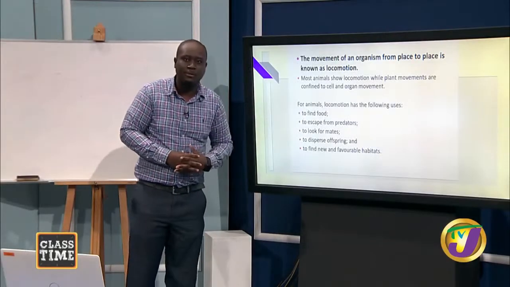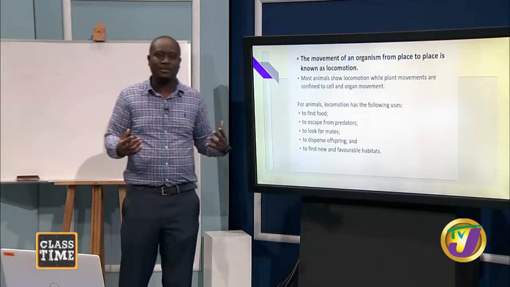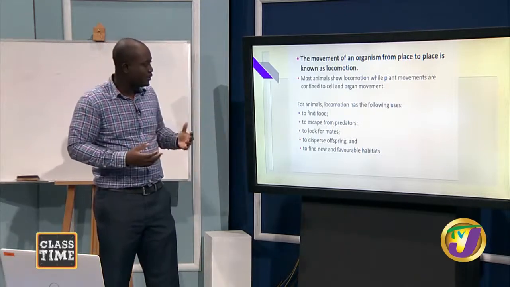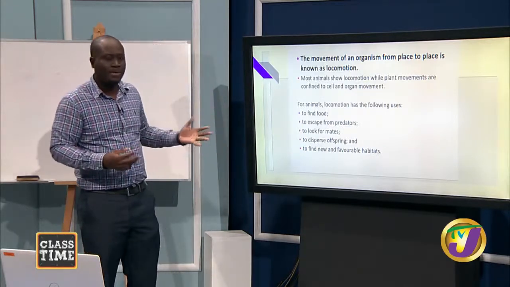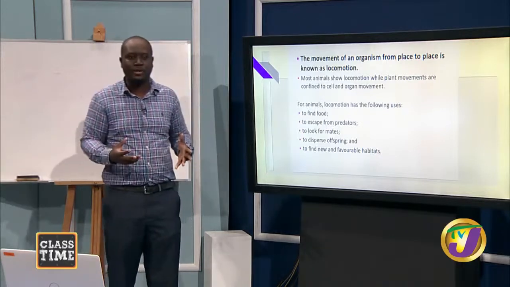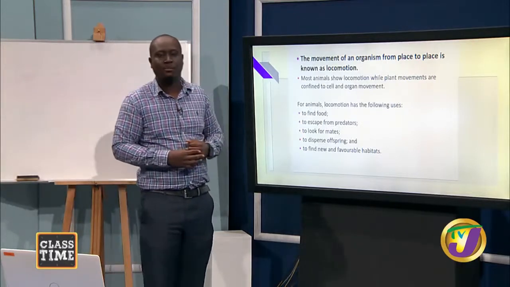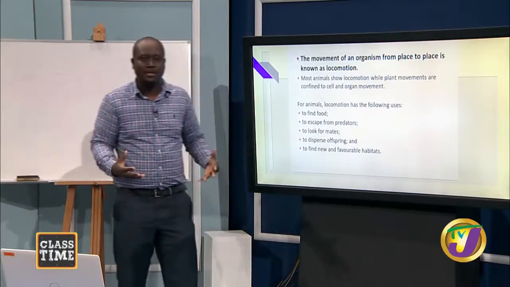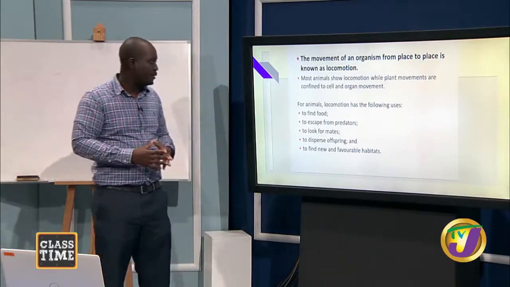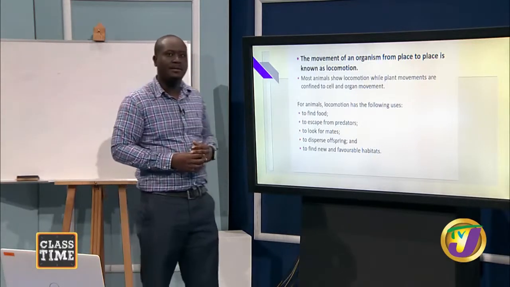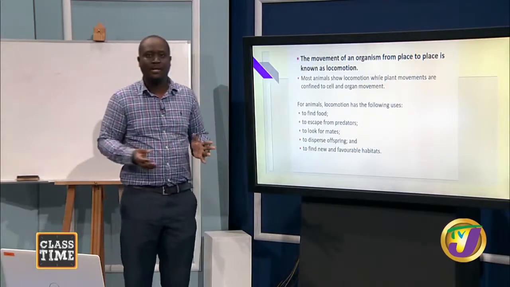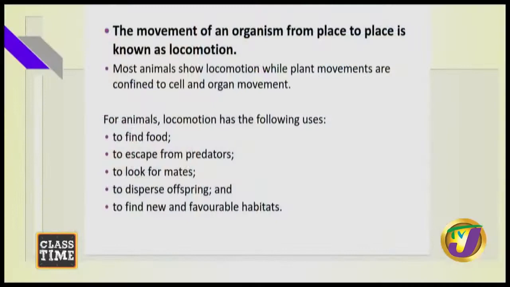Also, to escape from predators. You know, no animals want to be eaten. Right? So in the jungle, predators coming, organisms need to get away. To look for a mate, plants don't need to locomote in order for reproduction to occur. Right? They have agents that do pollination. But for us animals, we have to locomote in order to find a mate. Also to disperse offspring and to find favorable habitats, like the birds that migrate during hurricane seasons and so forth. So these are the importance of locomotion in animals.